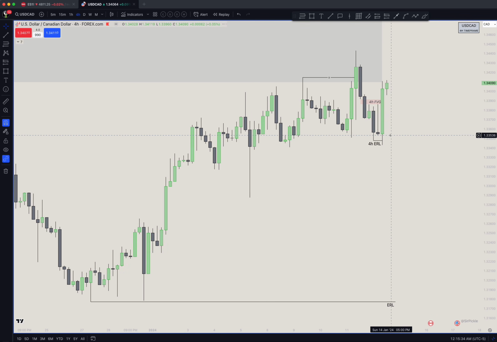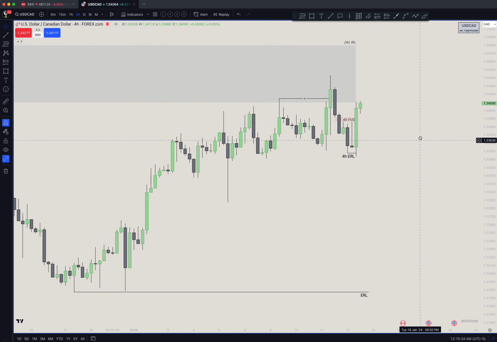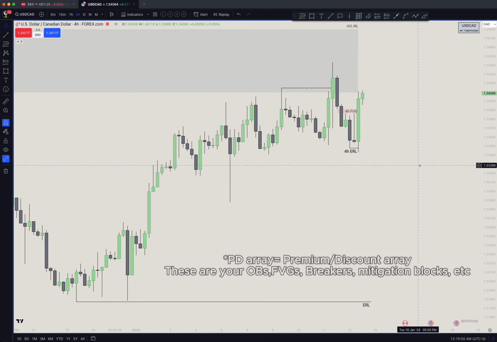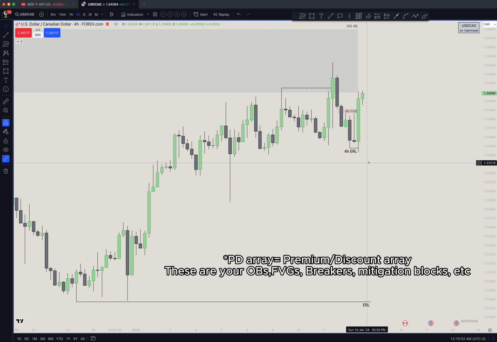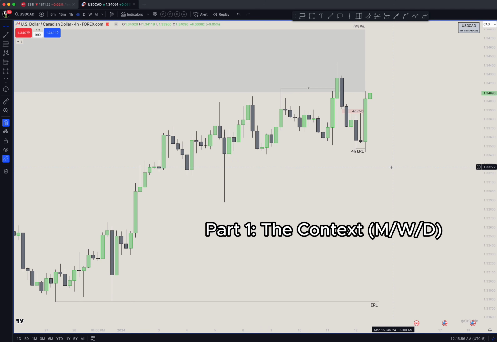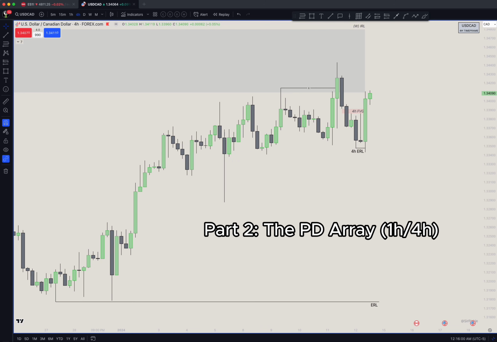So here is that 4-hour chart. And as we can see, we have that 4-hour fair value gap displacing price away after taking this liquidity right here into this weekly fair value gap. That's internal range liquidity. There is our 4-hour fair value gap. That is going to be the PD array we're going to frame a trade out of. Okay, so this is part 2. Part 1 is establishing that higher time frame context. Part 2 is establishing that PD array we're going to look for an entry out of.